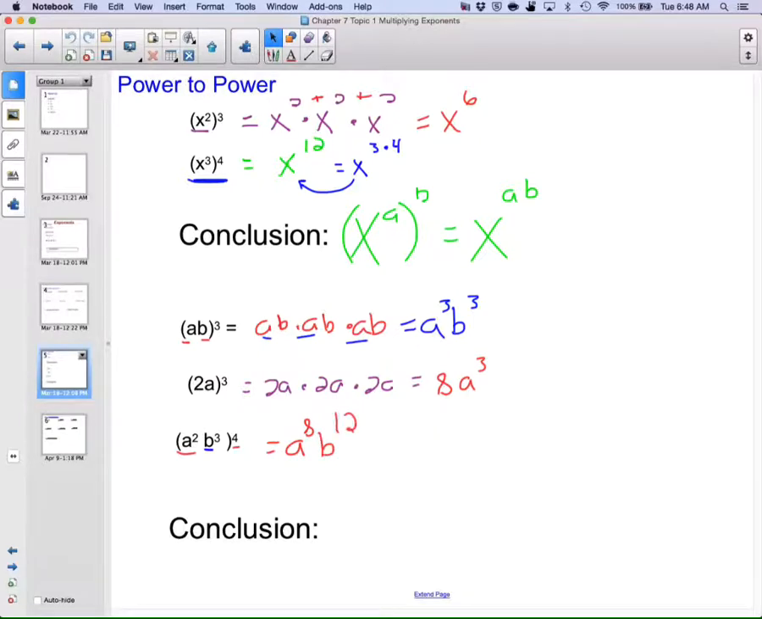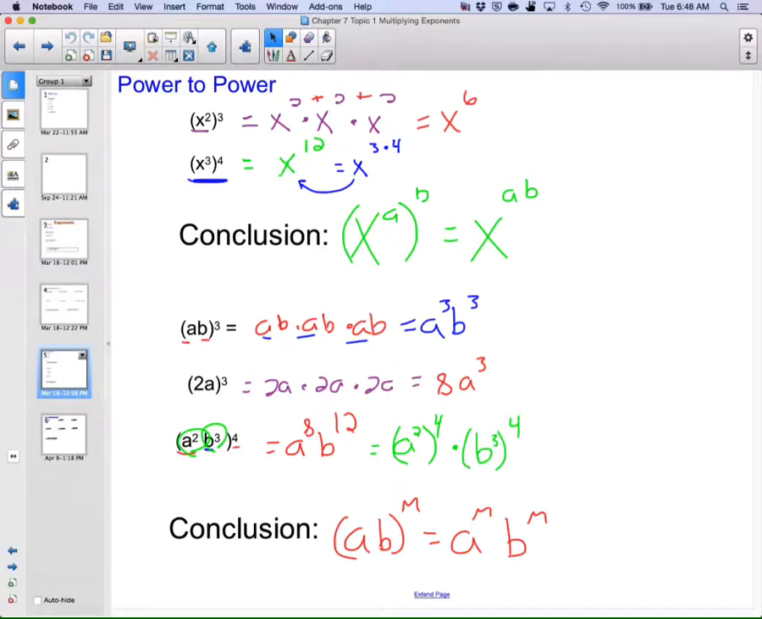Okay, so we can make a final conclusion for this one, that whenever you have two or more things raised to a certain power, call it m in this example, it's the same as just raising each one to that exponent. So if you look back over here, a squared and b cubed to the 4th power is the same as saying a squared to the 4th power times b cubed to the 4th power.